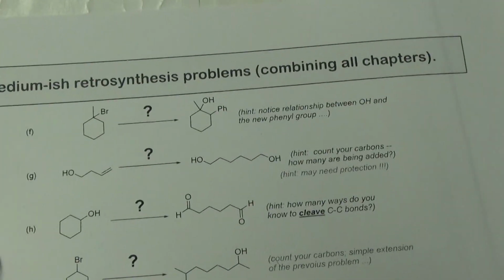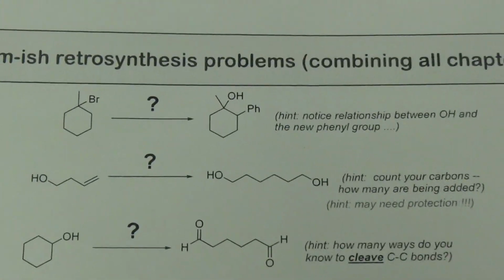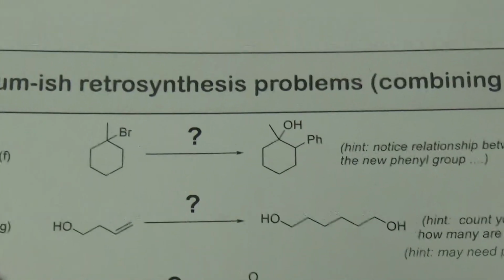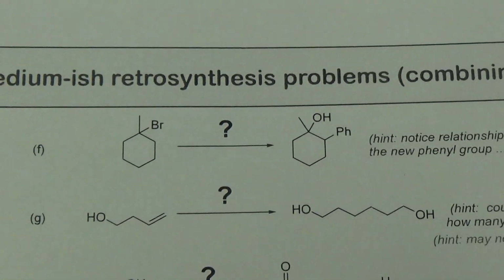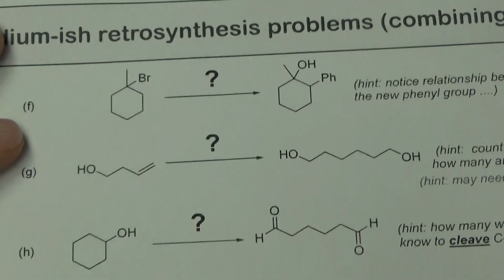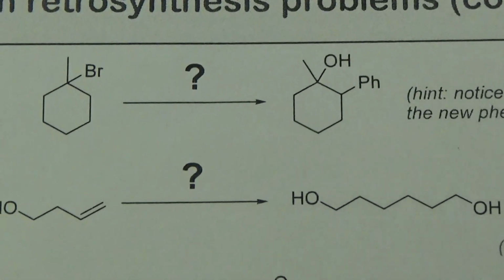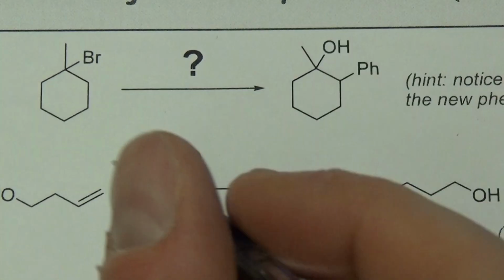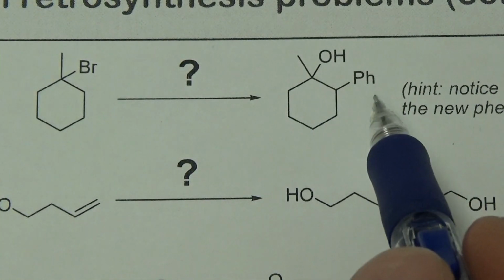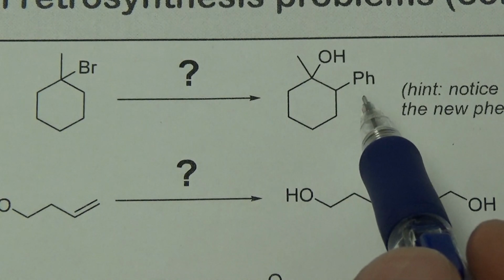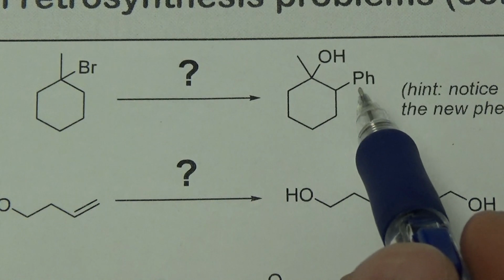To try a couple more of these synthesis problems and give you some ideas on how to do them. These are the medium-ish retrosynthesis problems. I don't know, they're sort of ranked by difficulty, but some of them are actually kind of easy still. Alright, so this one will be apparently a conversion of a bromide to this sort of alcohol with a phenyl group on it. And like before, I'm going to do these on my own sheet of paper.